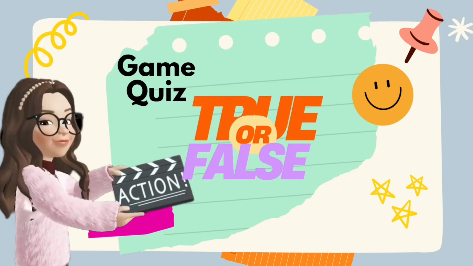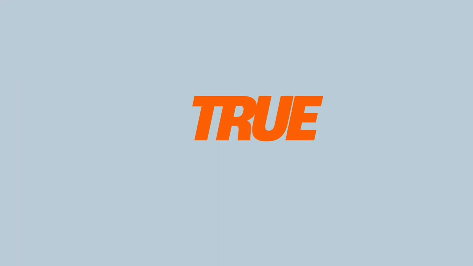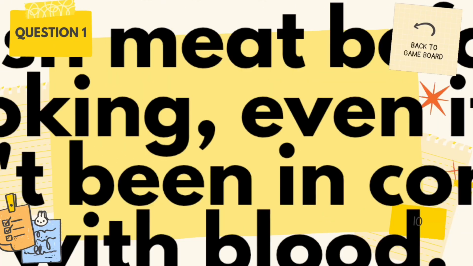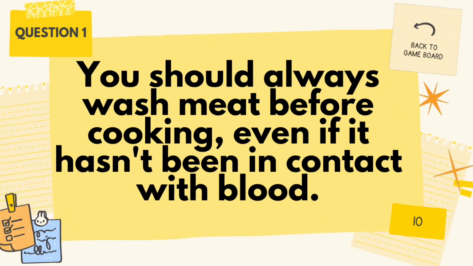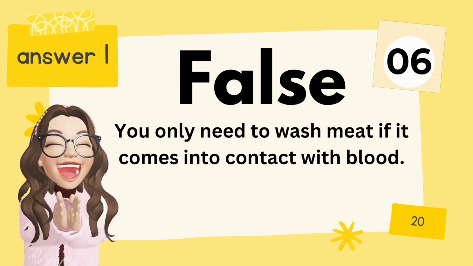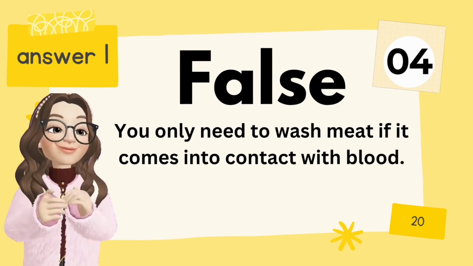Game quiz: true or false? Are you ready? Question 1. You should always wash meat before cooking, even if it has not been in contact with blood. Answer 1. False. You only need to wash meat if it comes into contact with blood.